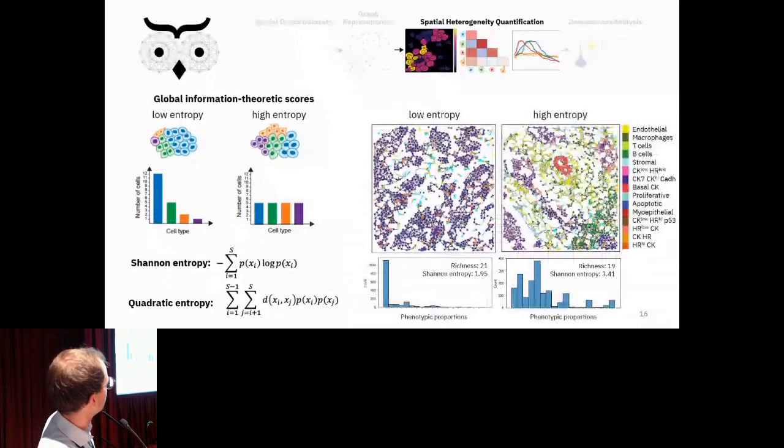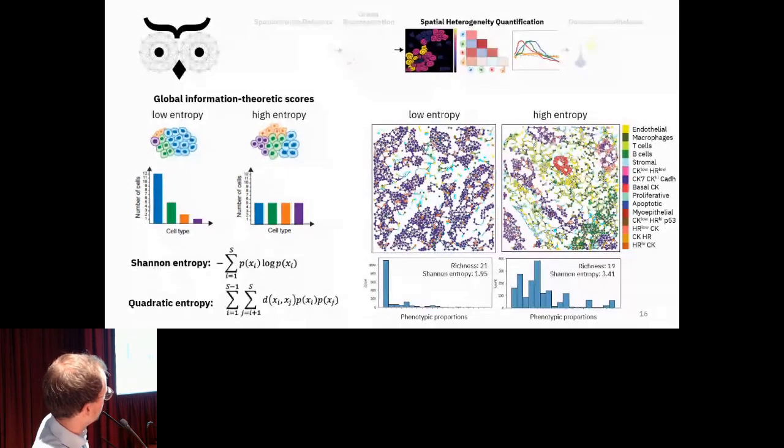And with that, you can then also analyze that here on these two example cores. On the right-hand side, you have one with a high entropy and one with a low entropy on the left-hand side. And in the histograms below, you see the richness for both samples is approximately the same. So the richness is the number of cell types. But as you can see, the Shannon entropy between those two examples is quite different.